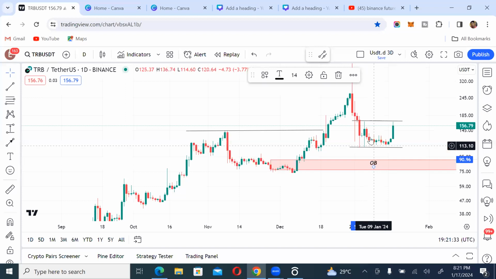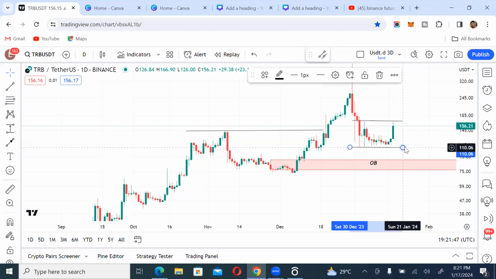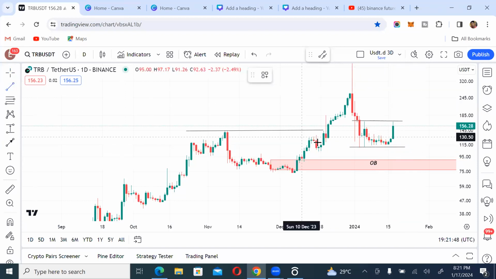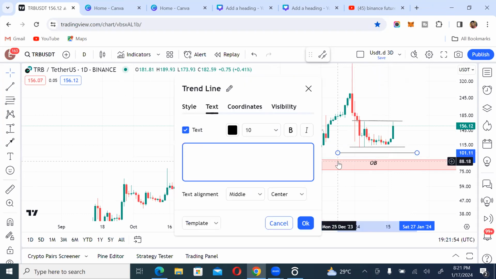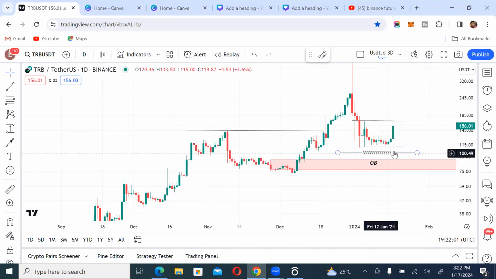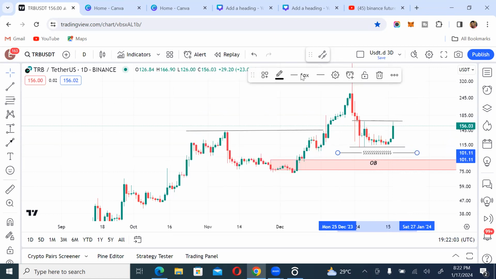So all this price movement now is to trick early traders into believing that the market wants to pump from here. Then you start buying. And then where are you going to put your stop loss? You will put your stop loss under here, thinking that the market is going up.